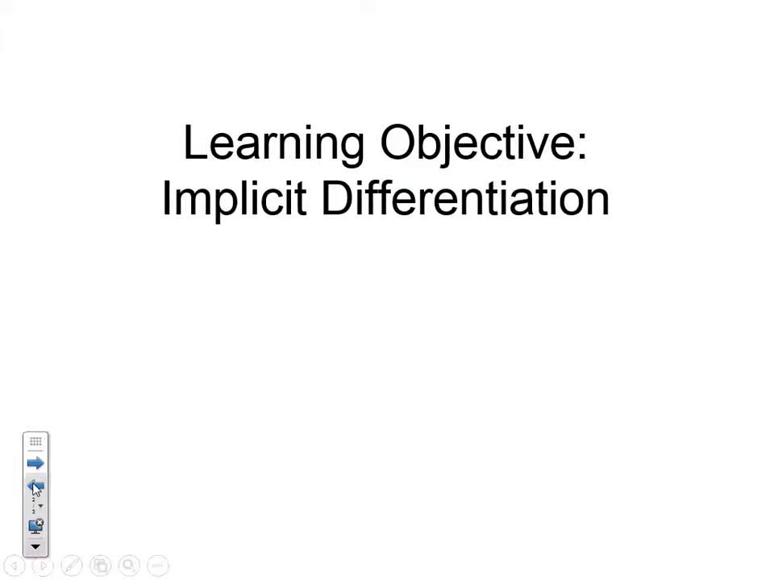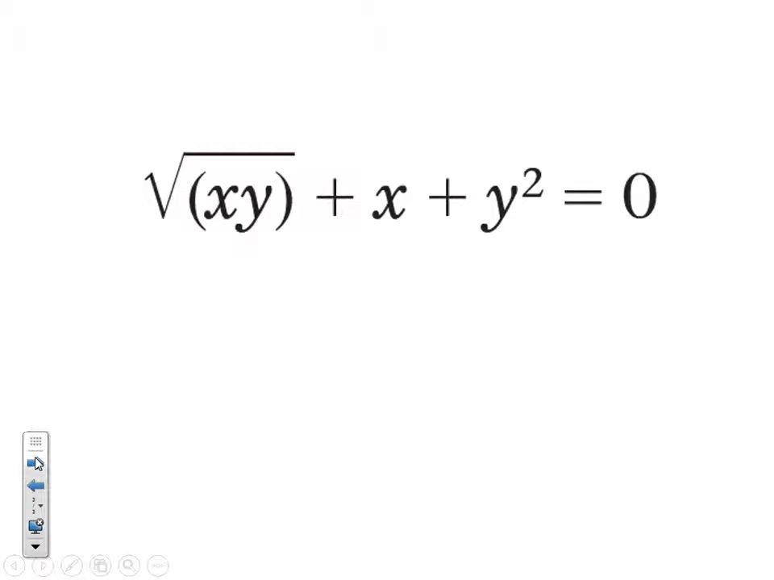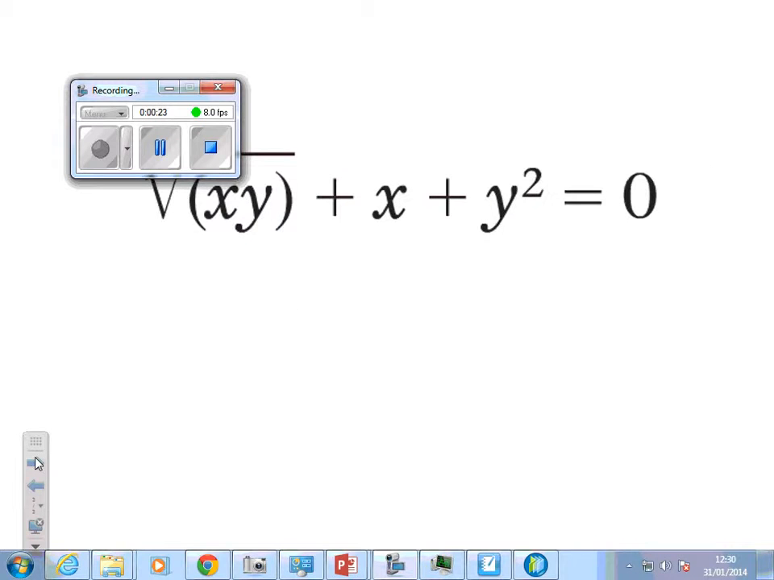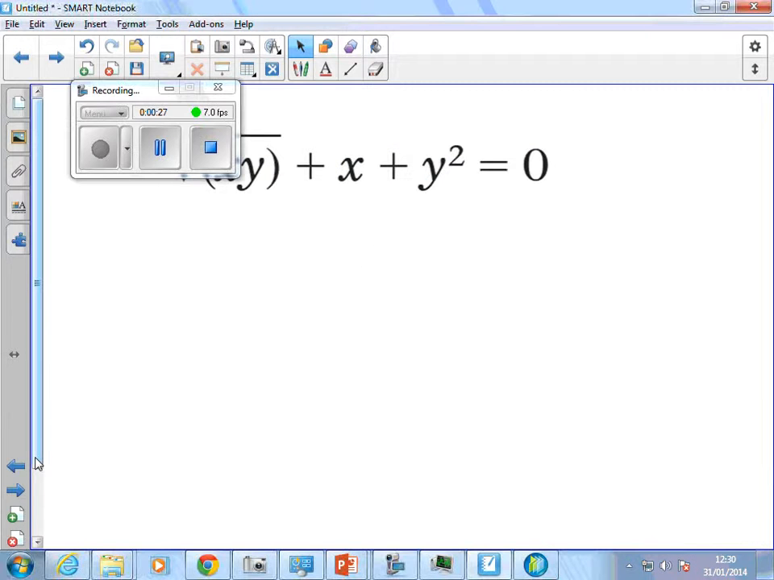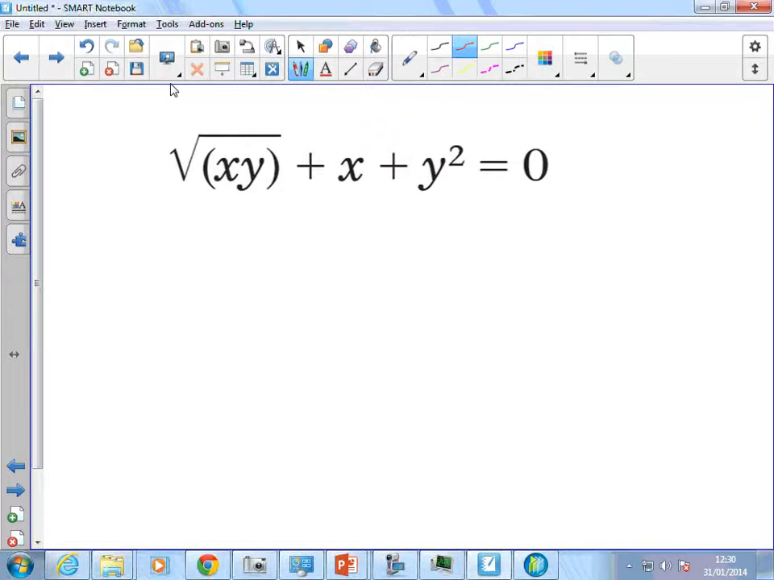Implicit differentiation, and we've gone through the rules of implicit differentiation, and this is the question we'll be working on. If you haven't already done so, please pause and try. Okay, what do we do? The first thing we do is d by dx of both sides.